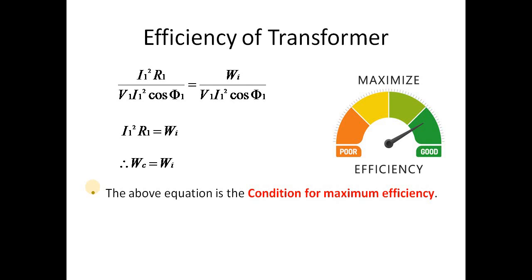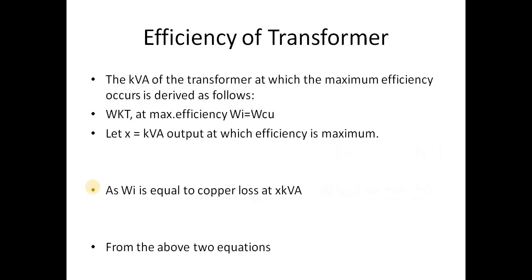In that case, the KVA of the transformer at which the maximum efficiency occurs will be derived as follows. Basically, transformers are rated or named with respect to their KVA. Usually, like in the case of a bulb, we buy a 9 watt bulb, 7 watt bulb, or 5 watt bulb.